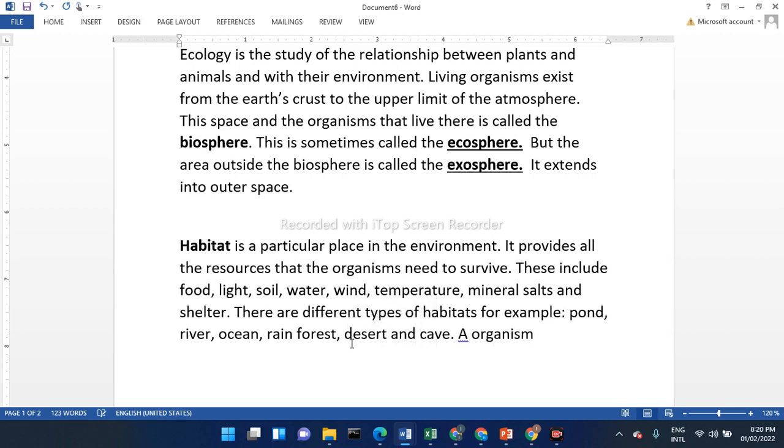Now, must an organism remain in one habitat for the rest of its life? No. So at different periods, they could move from one habitat to the next, right? Give me an example of an animal that would start off in one habitat, but as it grows older, it moves. Tadpoles. They start off in the water, but as they grow older, they don't have to live in the water anymore.